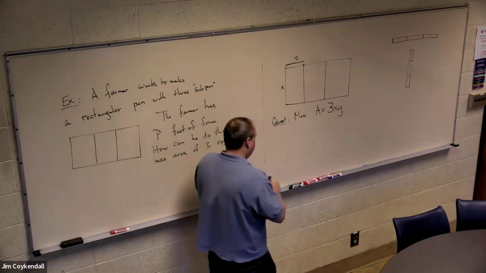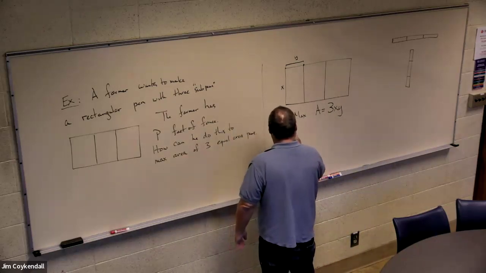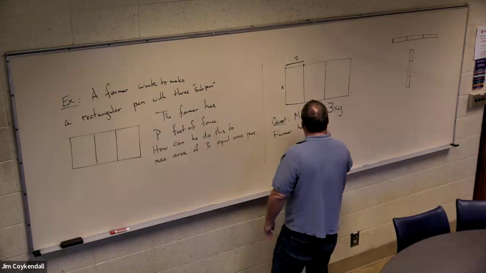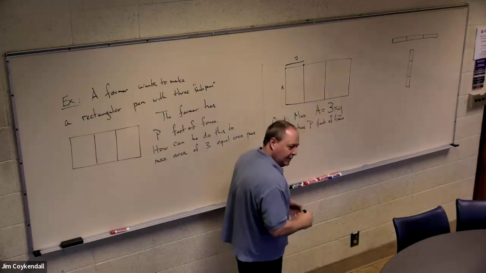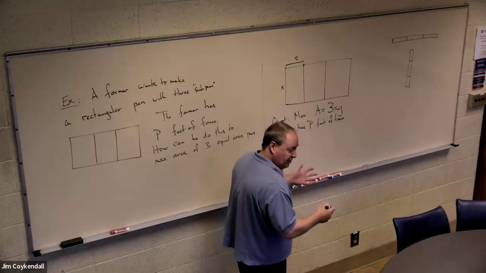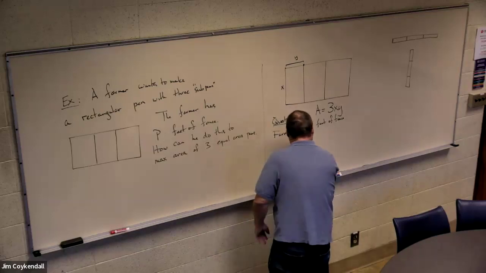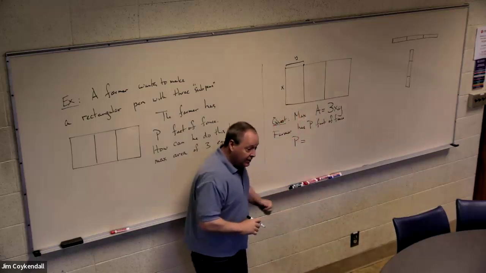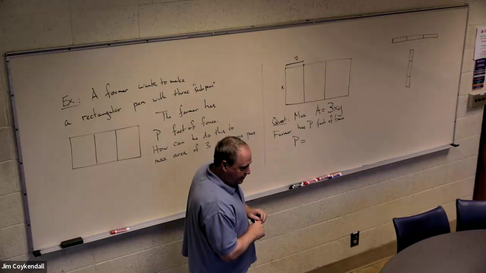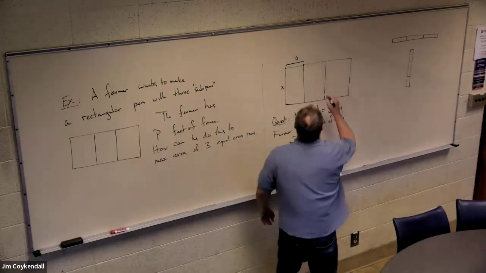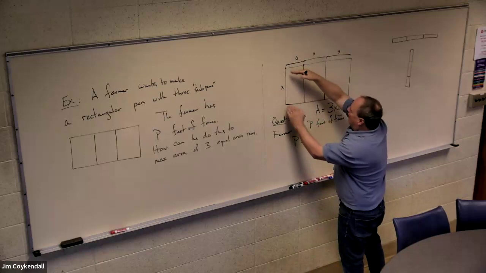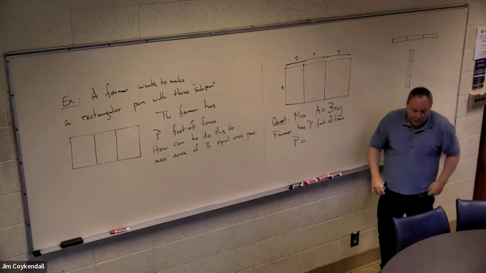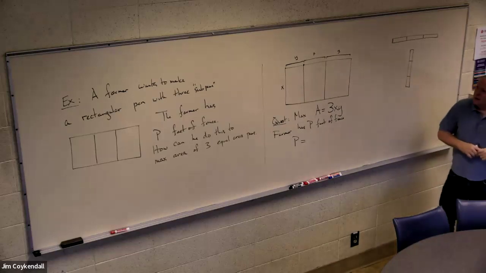He's got P feet of fence. I used P instead of a specific number because this allows me to do it in any problem. It can be 60, 100, 3 miles, whatever you like. The area is height times width, and the total width is 3Y. Okay, what is P in terms of X and Y?